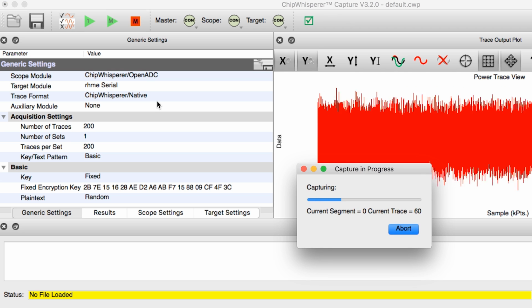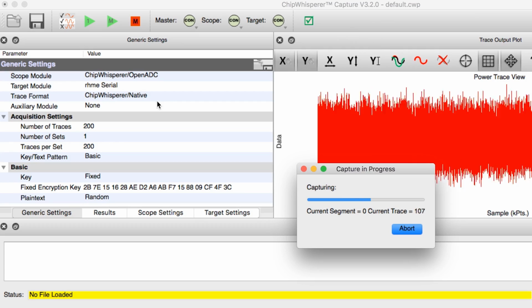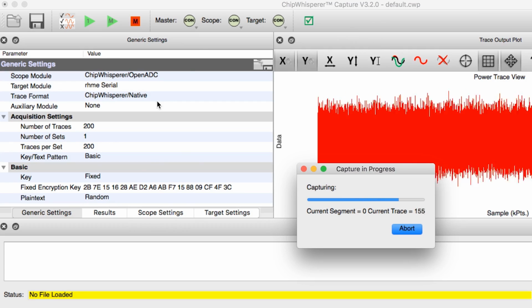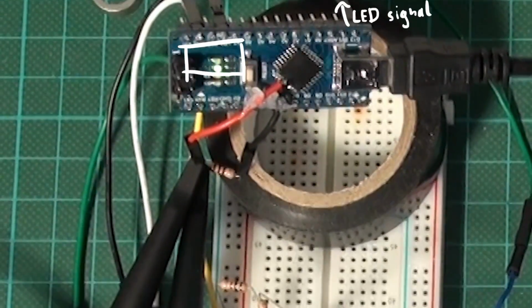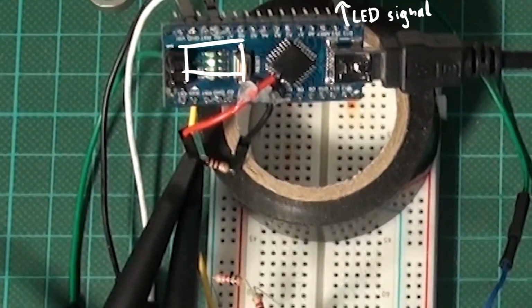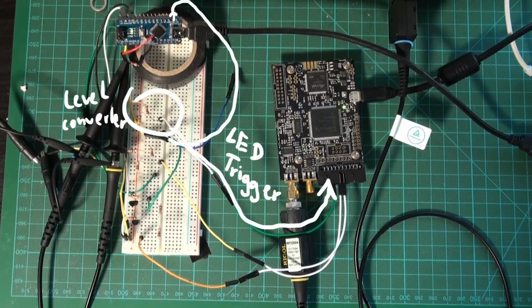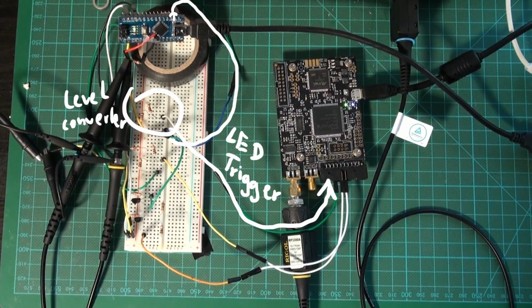I thought the difficult part was now to find the correct moment in time where the crypto is happening. At some point I realized that one of the LEDs flashes just before the crypto starts, so you could use that as a trigger for the ChipWhisperer. Again, don't forget the unidirectional level converter.